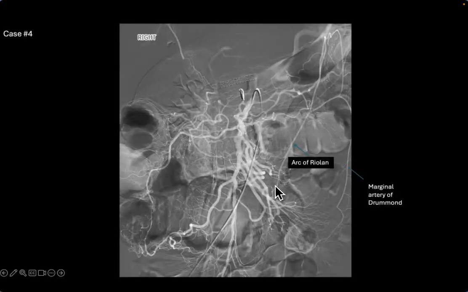The more medial is the arc of Riolan. This comes up here and forms this arcade. And then you've got your marginal artery, which is the most lateral, the marginal artery of Drummond, that runs along the anti-mesenteric surface of the colon here, and again is anastomosing with the SMA. So this patient probably has an IMA occlusion, so the majority of the blood supply to the colon in its entirety is coming from the SMA.